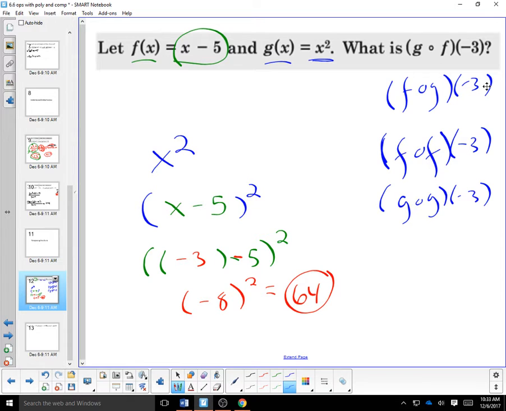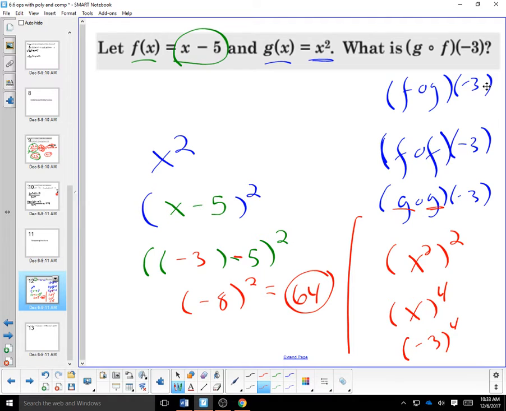So, I'll use red, because it's not that bad. What's my main function? G, which is x squared, right? And what am I putting into x squared? X squared again, because I got to go here. So this becomes x to the 4th. And what goes into that? The negative 3. So negative 3 to the 4th, which would become 81. That would be done. Okay, Russian nesting dolls. Something goes into something, goes into something. Cool with that?